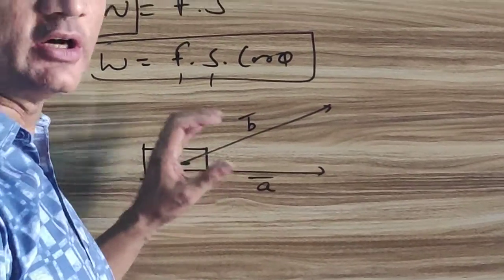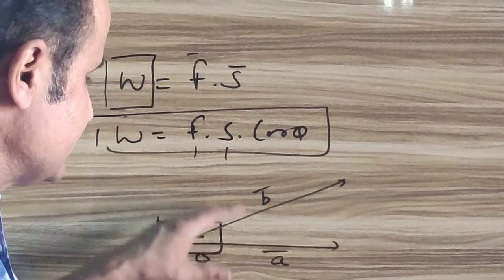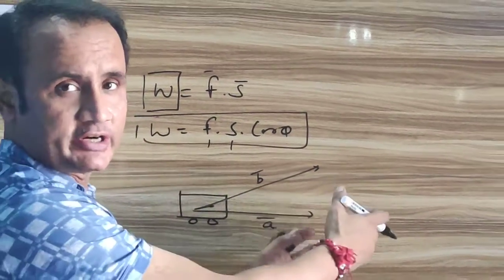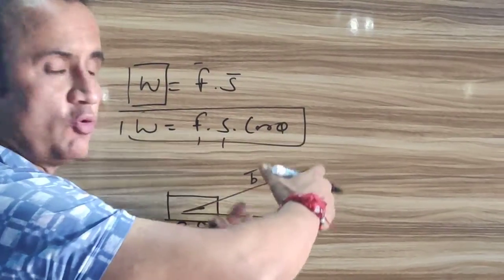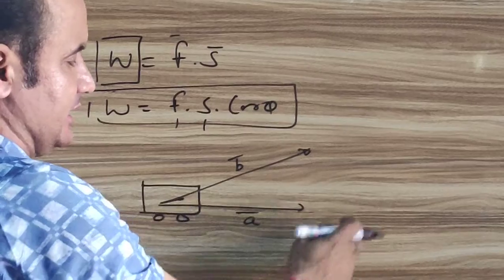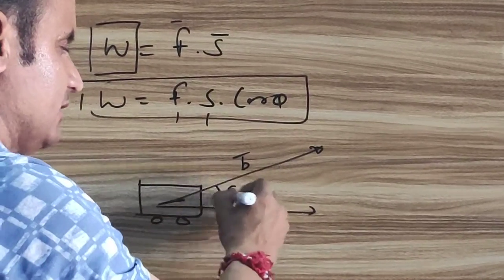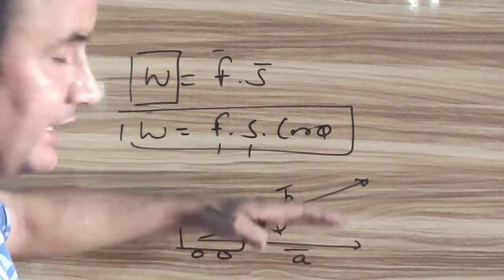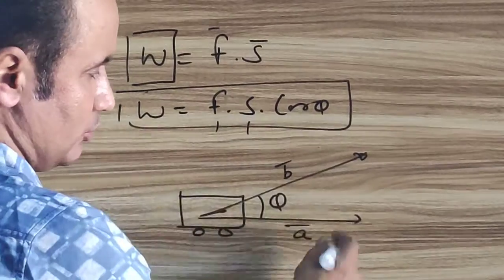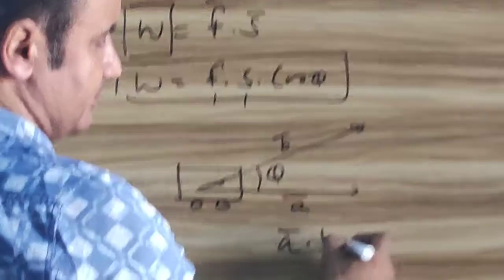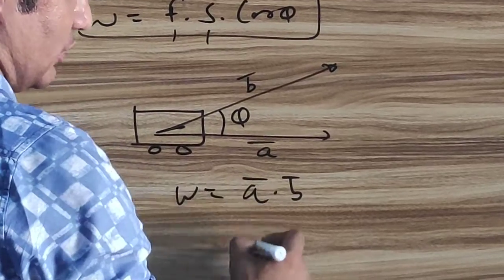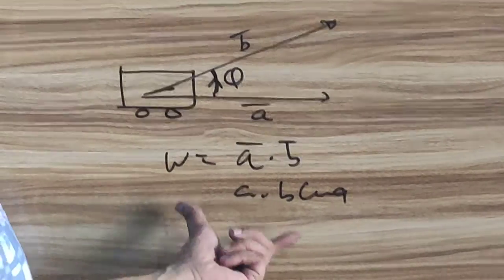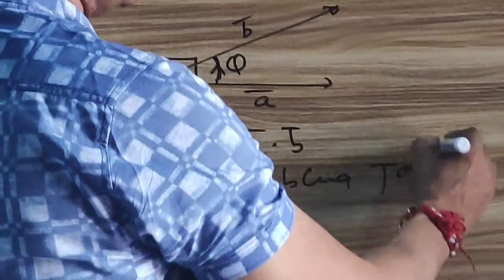It may be confusing, but the intention of A and B here is how much this toy car is displaced in this direction, and how much the force, which is not exactly horizontal but has some angle with the horizontal, works in this direction. We already know A dot B is AB cos theta, where theta is the angle between them, and that will give you work in joules.